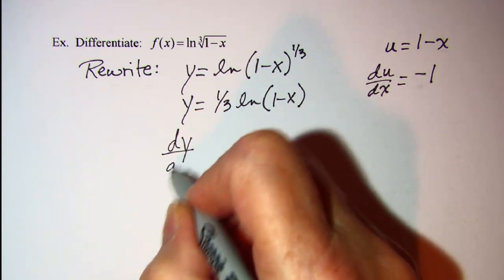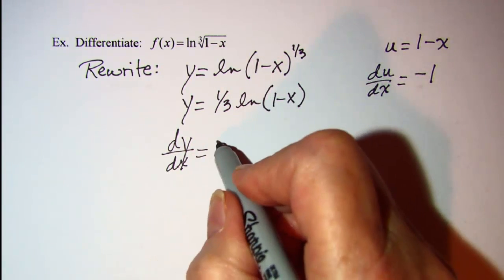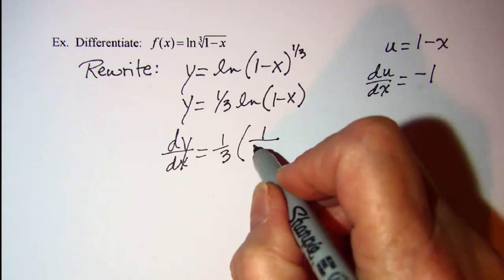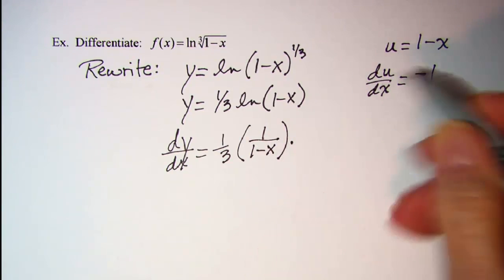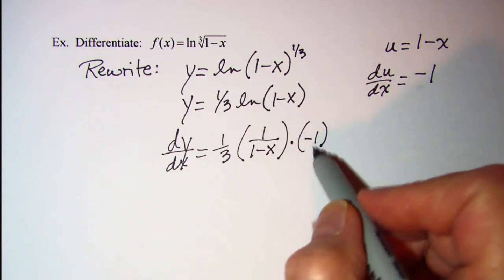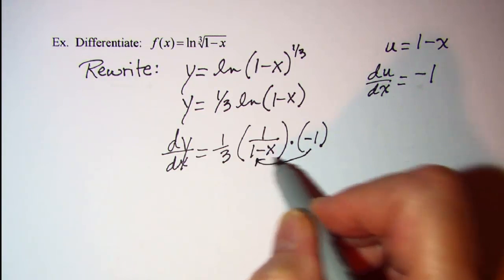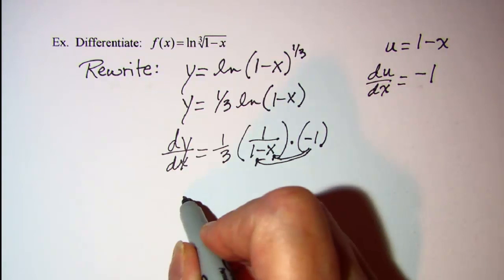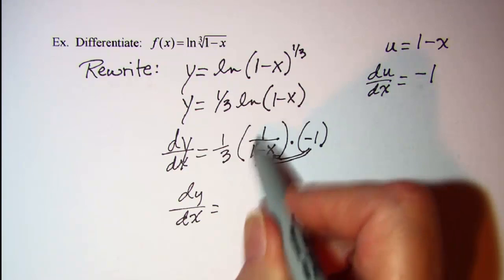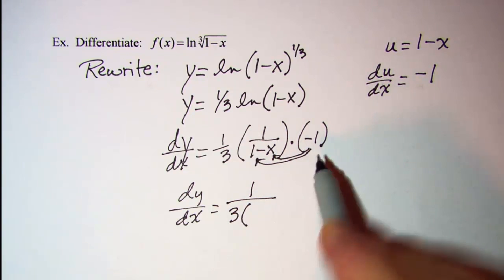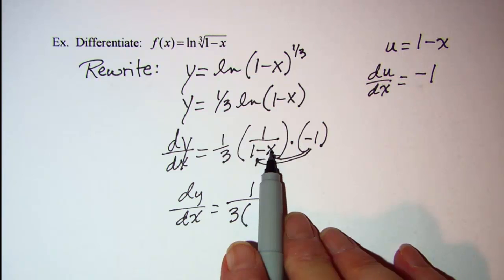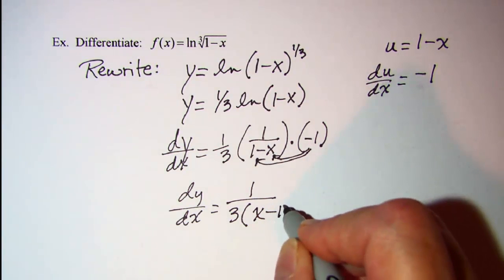Now dy dx is equal to 1/3 times 1 over 1 minus x times this derivative, which is negative 1. And this negative 1 we can take in here. So we have 1 over 3 times. When we distribute this negative 1, this becomes a negative 1 and the x becomes positive. So we can turn this around, be x minus 1.